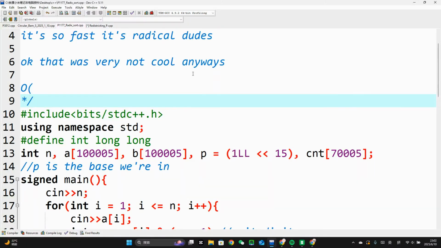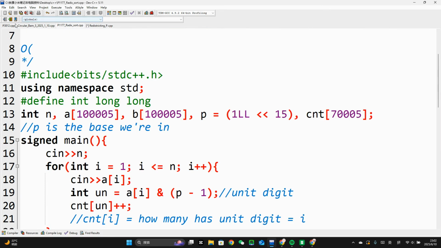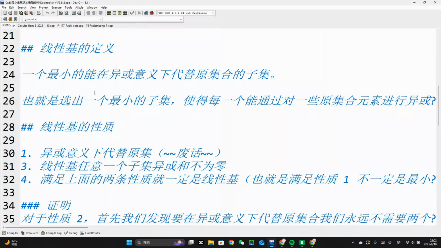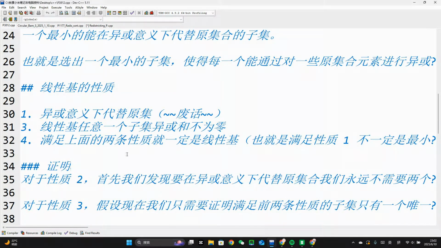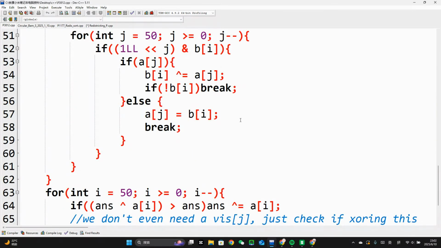And since I didn't make a video yesterday, I suppose I'll do that for yesterday as well. Yesterday I did the XOR linear basis algorithm, and I also started writing a solution for the XOR linear basis template problem on Luogu. However, I did not finish because I'm a procrastinator.